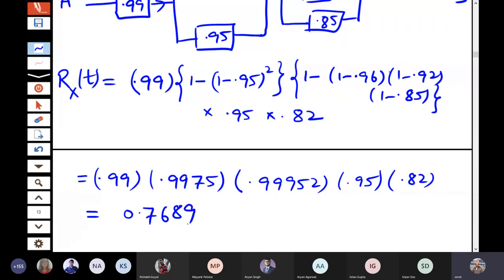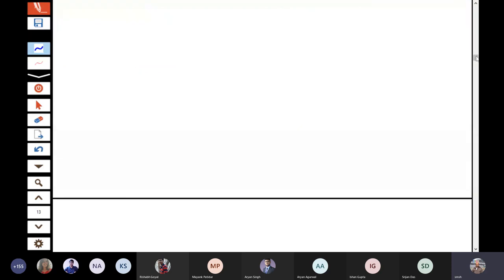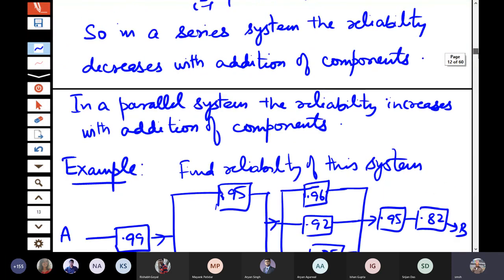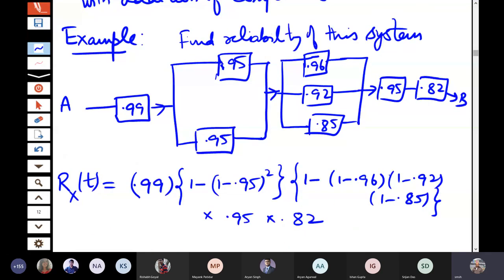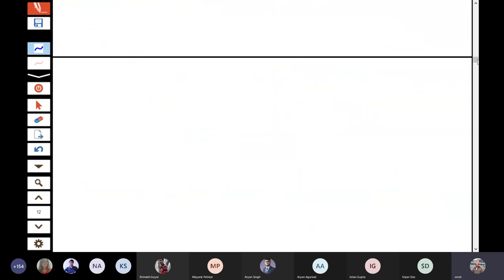This is because so many components are connected in series. Some of them are actually connected in parallel also, so that is increasing the reliability of those parts. For example, in the second part, individual component reliabilities are 0.95, but this particular part's reliability becomes 0.9975. You can see this here.